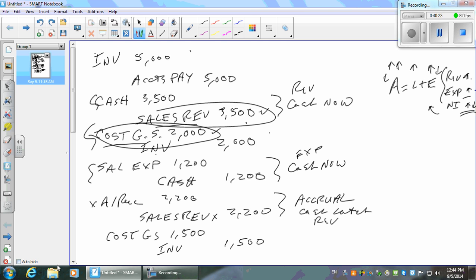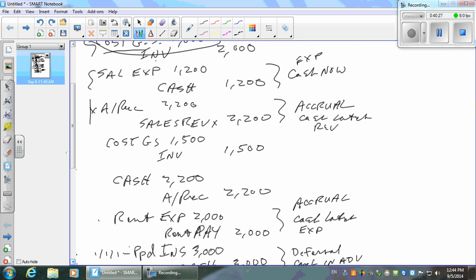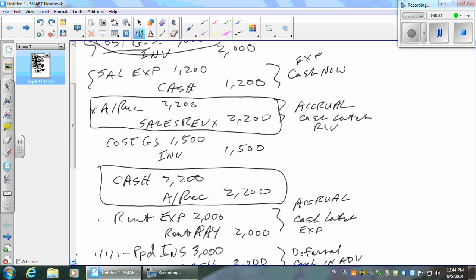Tell me what the net impact is between these two entries. This one and this one. Just think about that. What happened?